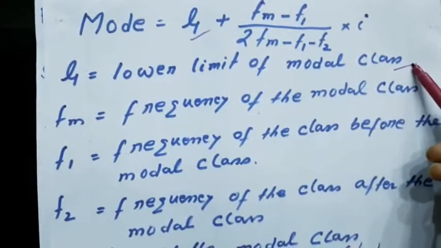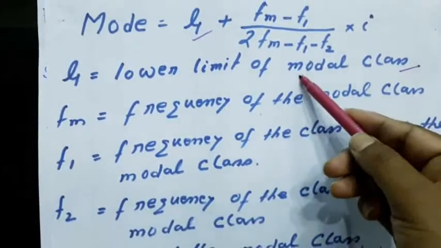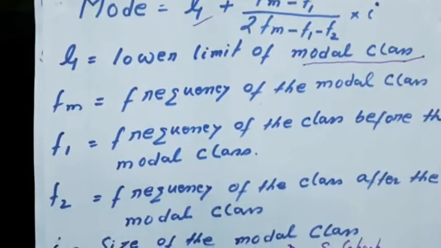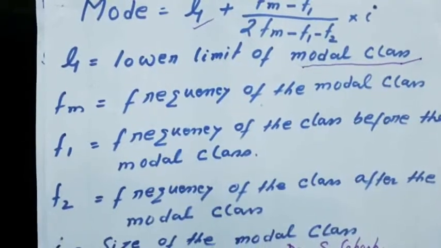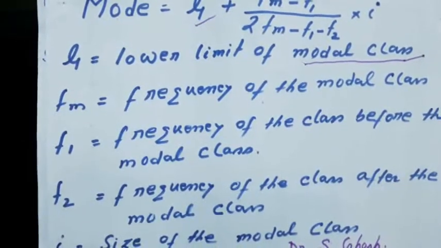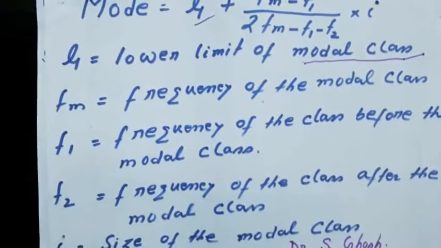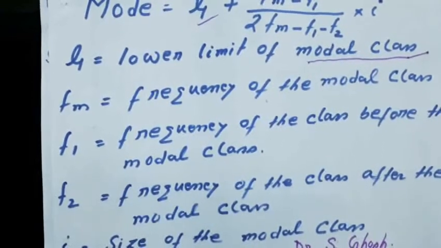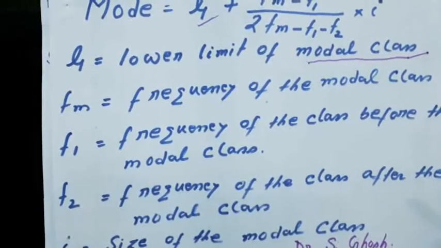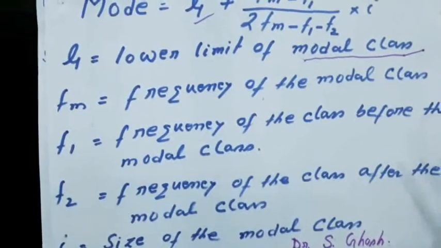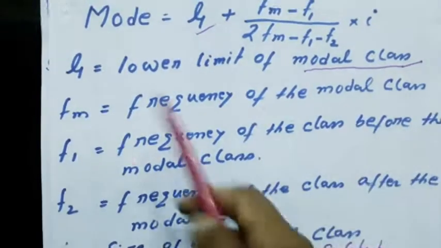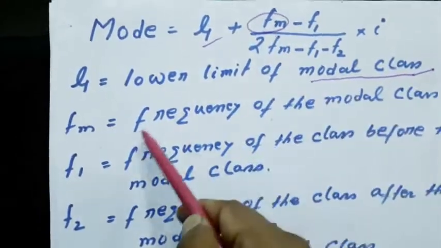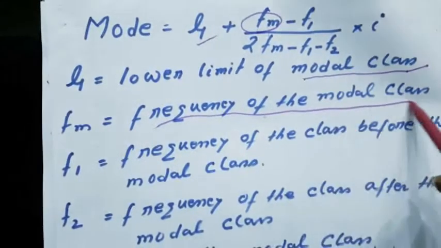It means firstly we have to find out the modal class. Now the question is how the modal class will be obtained. The observation which has the highest frequency, that class will be considered as the modal class. Then what is FM? This is FM. FM is the frequency of the modal class.